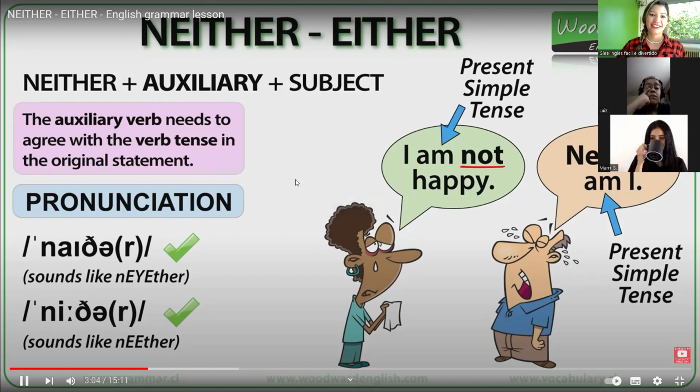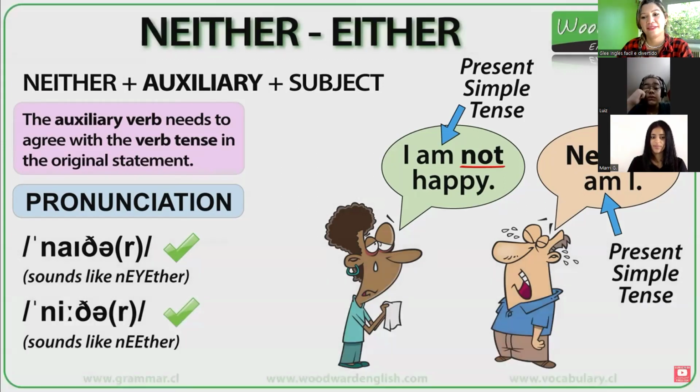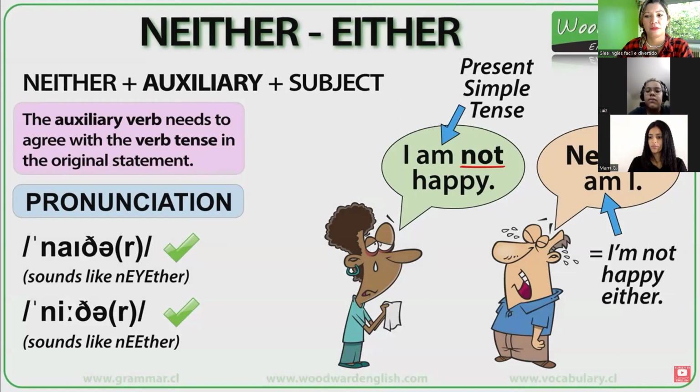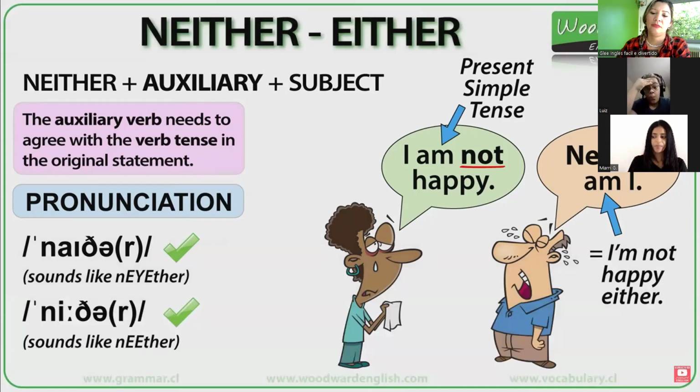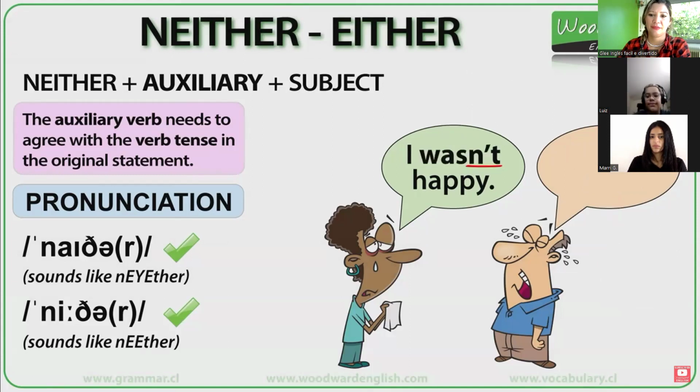Sorry, I got distracted. The present simple tense, which becomes neither am I. Remember, neither am I means I am not happy either. You can say neither am I, I'm not happy either. Both things, okay? So the complete interaction is I am not happy. Neither am I. Let's look at a similar example. I wasn't happy. What tense is used here?